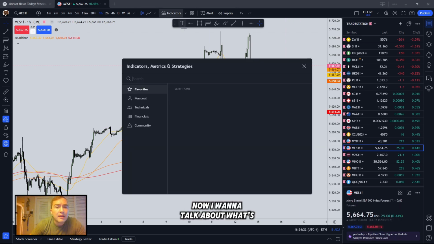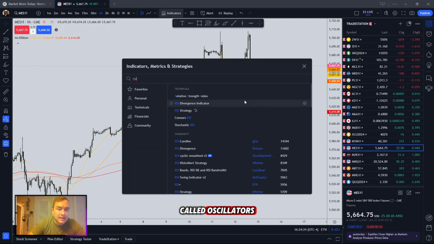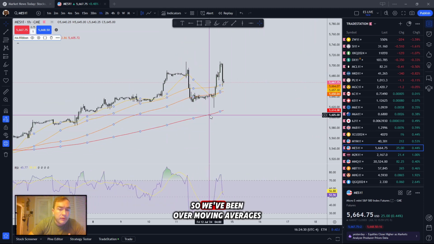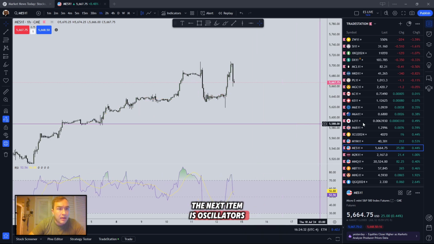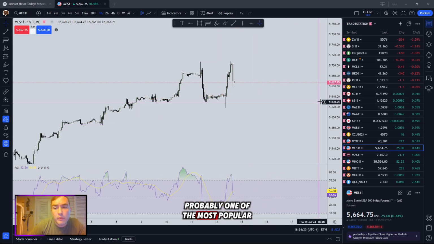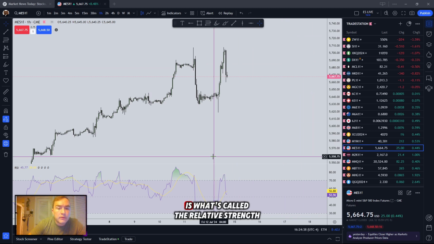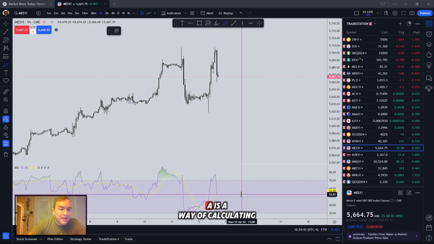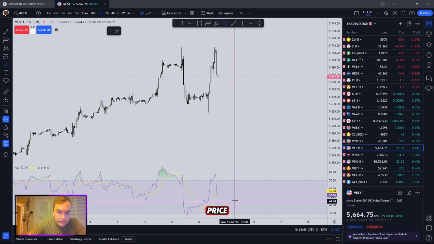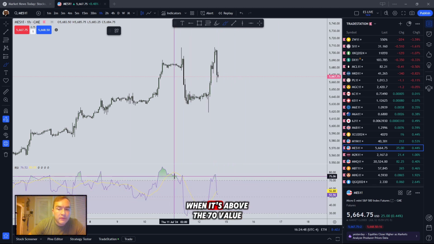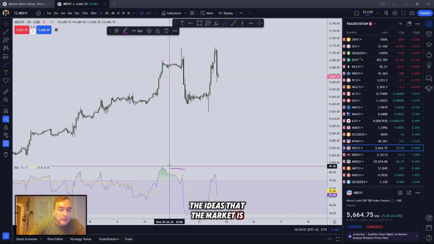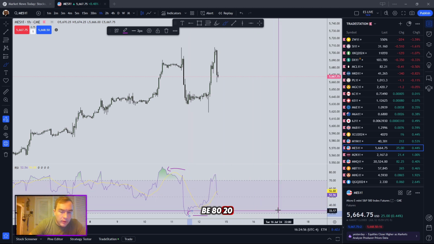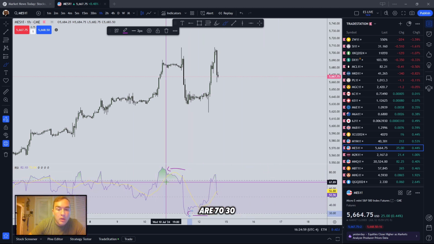Okay, guys, now I want to talk about what's called oscillators. We've been over moving averages. The next item is oscillators. The first and probably one of the most popular oscillators is the Relative Strength Index, or the RSI. The RSI is a way of calculating price that should show you when it's above the 70 value, the idea is that the market is overbought, and when it's below the 30 value, oversold. You could also set this to be 80-20, but the out-of-the-box settings are 70-30.